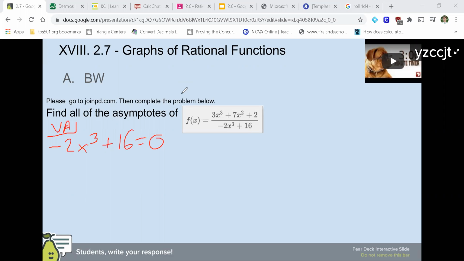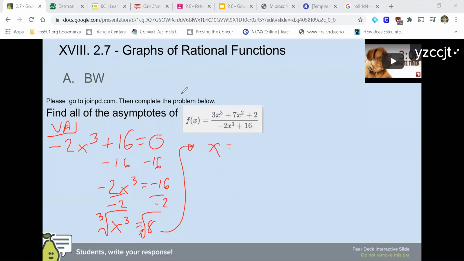3 steps. Subtract 16. Divide by negative 2. And then do the cube root. That's right. What's the cube root of 8? 2. Okay.